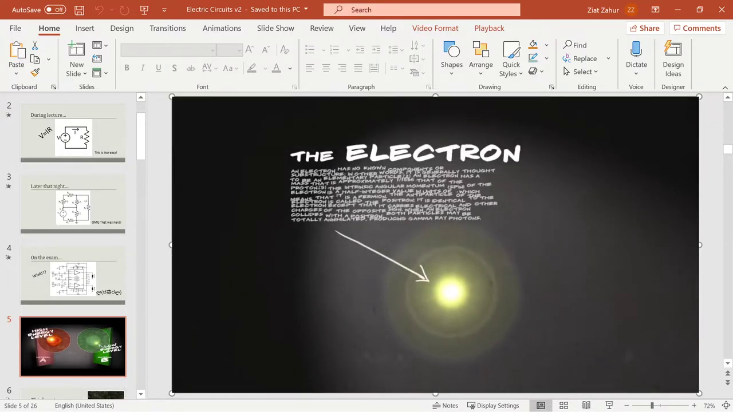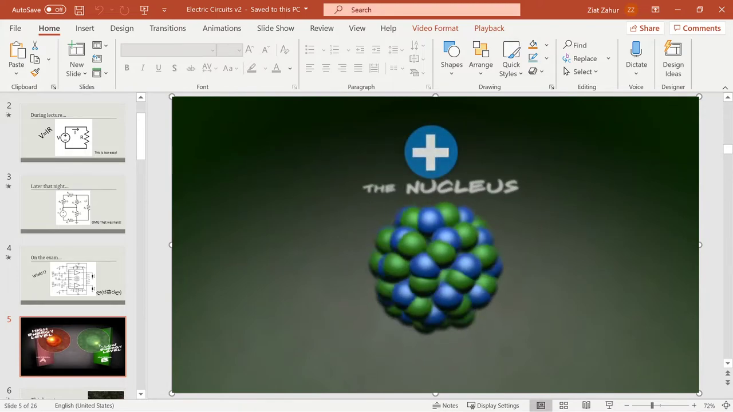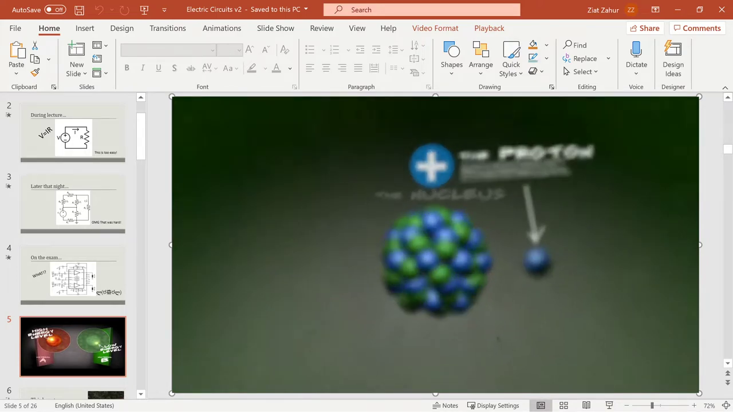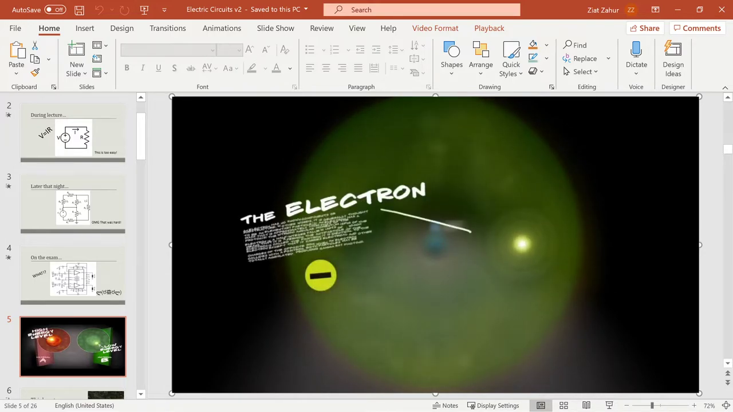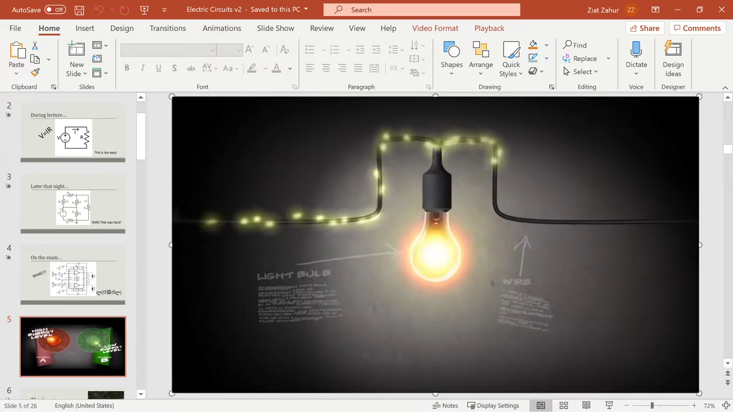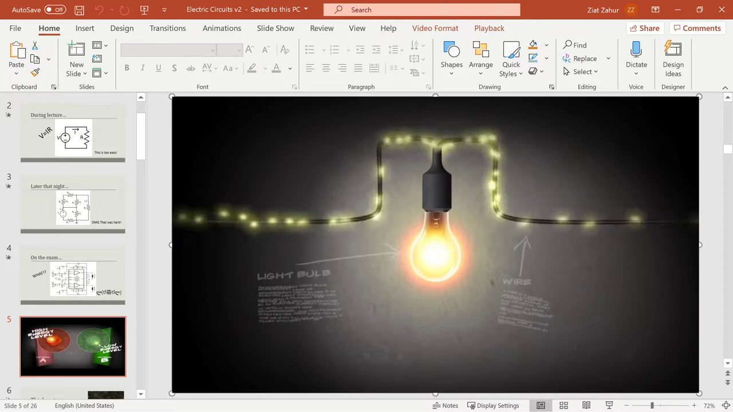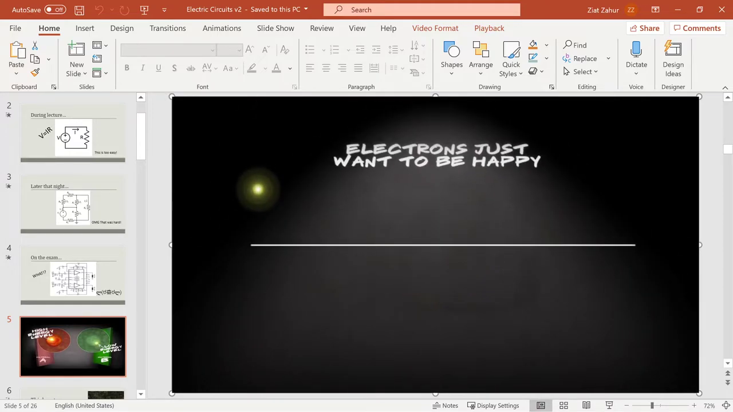The electron. This is an atom. The inside has a clump of positively charged particles in it called protons. The outside is a buzzing cloud of negatively charged particles called electrons. And electrons are the key to electricity. The movement of electrons is what makes the lights go on. So how do you get electrons to move through a wire if they're happy just buzzing around as part of an atom? Well, it turns out that electrons just want to be happy.